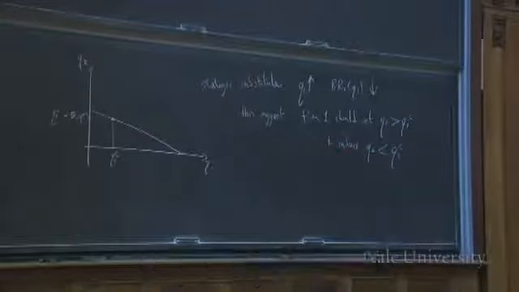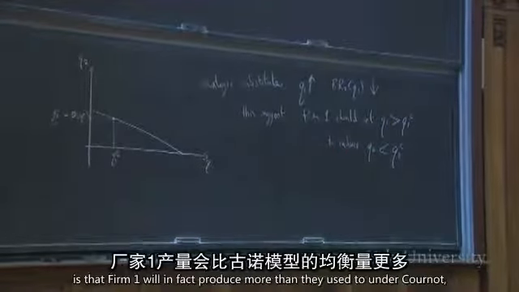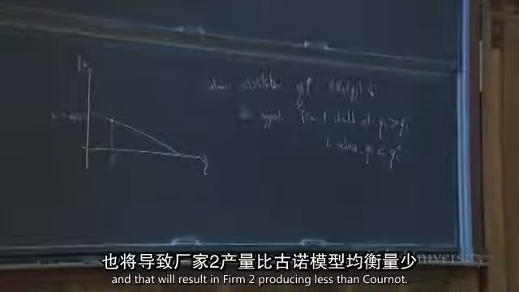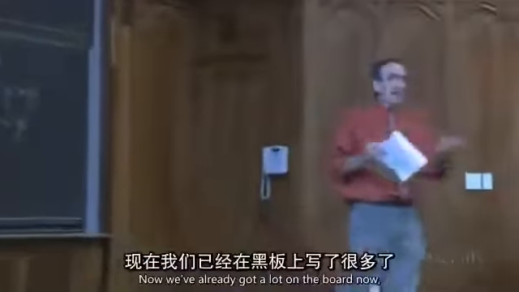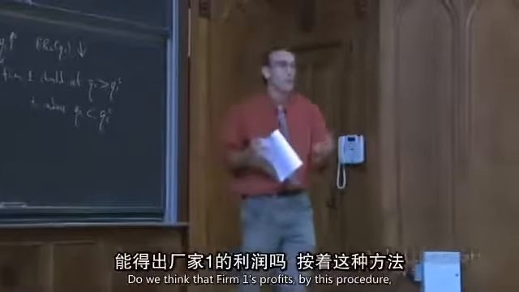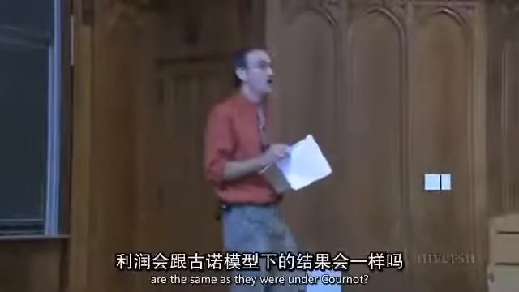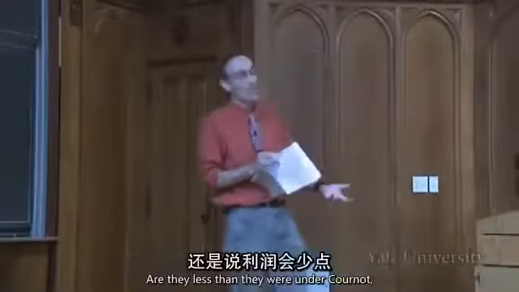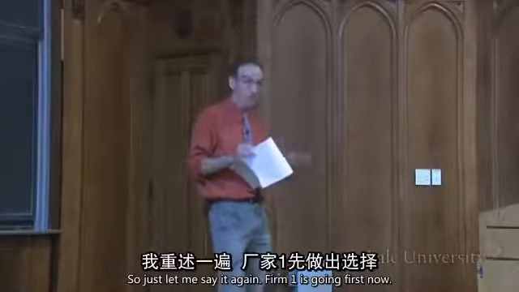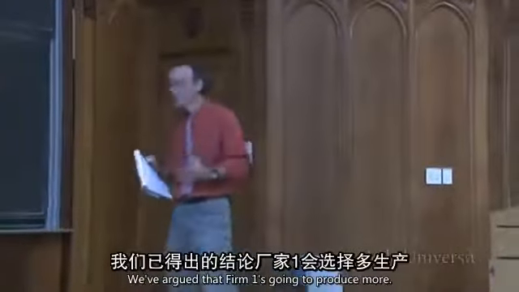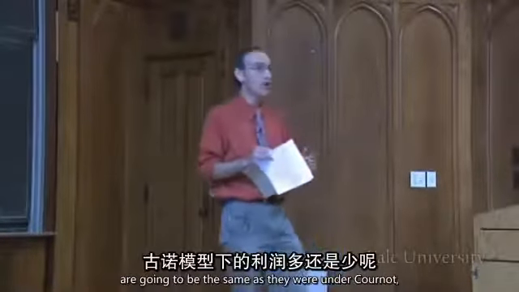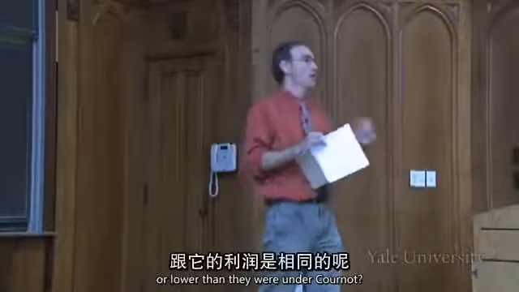So the first thing we've learned, and we'll see this in the math later, is that firm 1 will in fact produce more than they used to under Cournot, and that will result in firm 2 producing less than Cournot. Now we've already got a lot on the board, and we can actually solve out the problem intuitively. Do we think that firm 1's profits by this procedure are the same as they were under Cournot? Are they less than they were under Cournot? Or are they more? So let me say again. Firm 1 is going first now. We've argued that firm 1 is going to produce more. Do we think that firm 1's profits at the end of the day are going to be the same as they were under Cournot, higher, or lower?